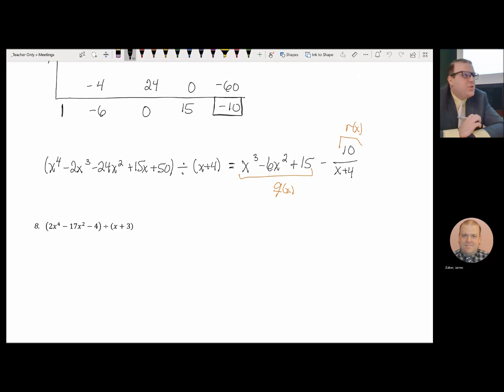Right, there might be a problem where I asked just for the remainder, in which case you just write out -10 as your remainder, right? There might also be a problem where I asked just for the quotient. Then you just write out the Q. Yes. So it all depends on what's being asked for.